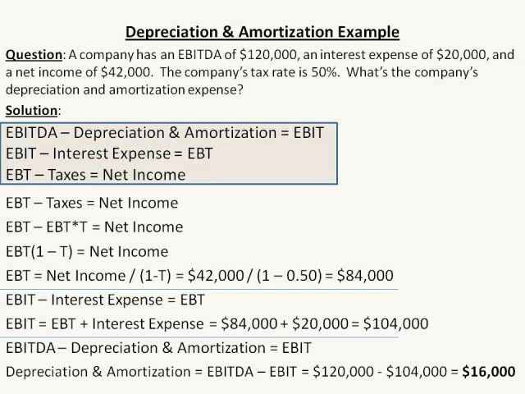We are given the EBITDA of $120,000. EBIT was solved for a moment ago, $104,000. So $120,000 minus $104,000 equals $16,000, and that's the company's depreciation and amortization expense for this problem.